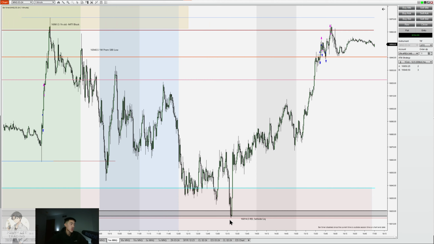The key here was this change in state of delivery right when it came down after it got done with seek and destroy. So from 12 o'clock to about 1:30, it was seek and destroy. So lows got taken out, higher highs, lower lows, higher highs, lower lows. And once I saw this signature, I knew that this was probably going to be a change in state of delivery. But what also keyed me in was that we kept on seeing higher highs, but not lower lows.